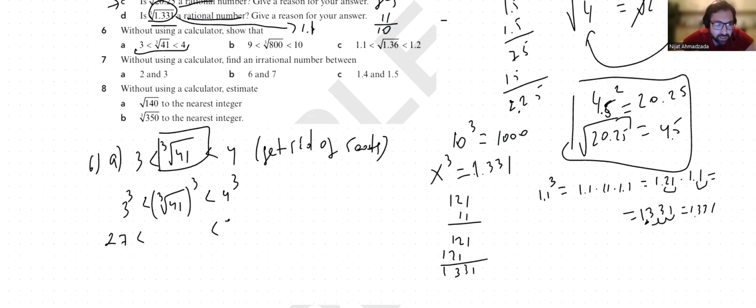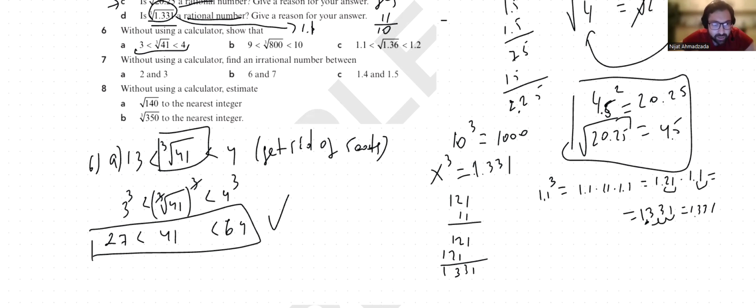So now let's check it out. The cube and cube root cancel out, and we got 41. So this is indeed true, right? 41 is bigger than 27 and smaller than 64. So this is true. Then the original has to be true, okay? So we showed that this works.